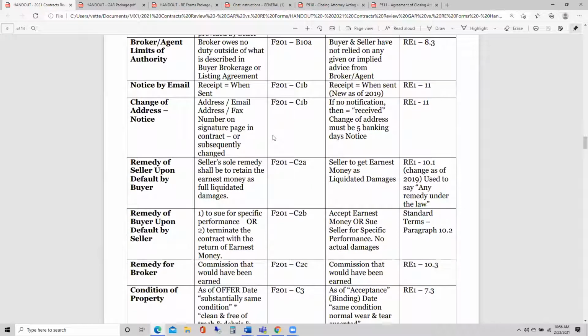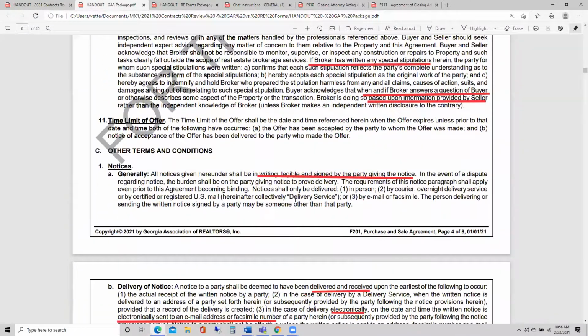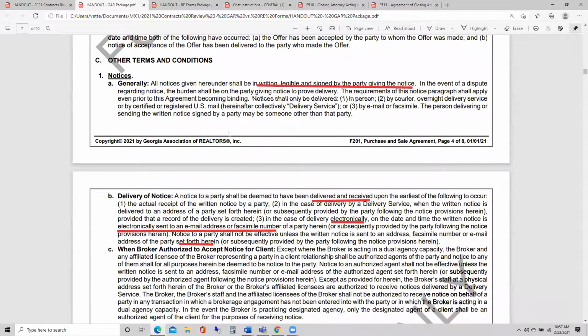Okay, moving along. Notice. You guys, again, the purpose of this class is just to point out comparison and contrast between the two contract packages. We have a whole additional 3-hour CE class on the GAR contract called 2021 GAR Contract Dissection, and a whole 3-hour CE class on the RE Forms called 2021 RE Forms Contract Dissection. So this isn't going over everything, we would be here for 9 hours. So I'm kind of glossing over the differences because that's the purpose of this class.